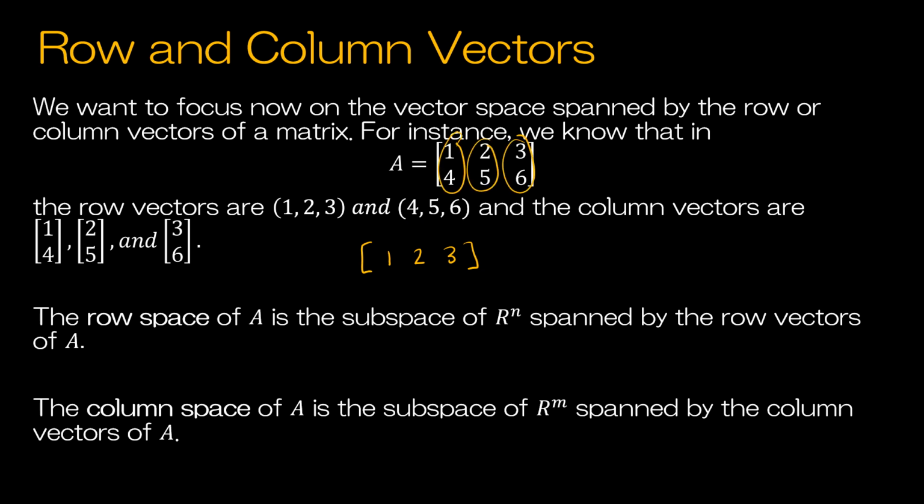Now what we want to do is find the row space of A and the column space of A. The row space of A is a subspace of Rn, where A is an m by n matrix. So rows, columns. The row space of A is a subspace of Rn spanned by the row vectors of A. And the column space of A is the subspace of Rm spanned by the column vectors of A. Now this probably doesn't make sense just in words, so let's take a look at an example.